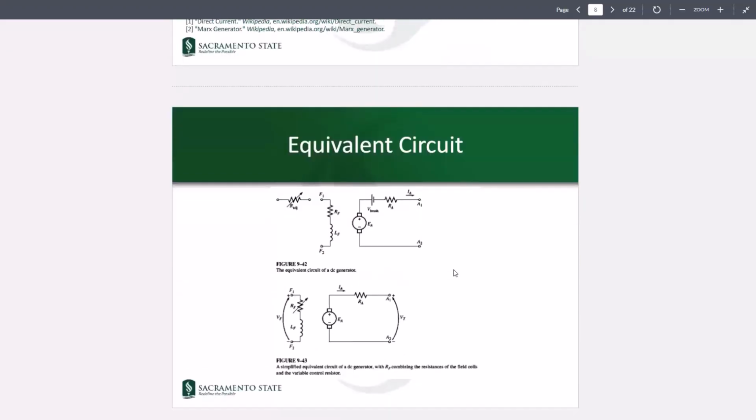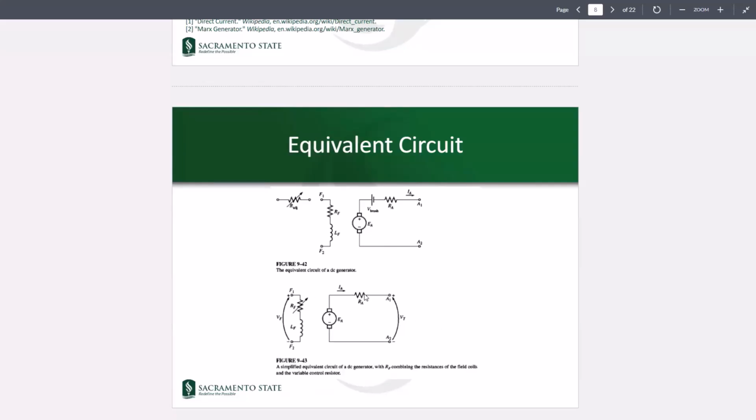The equivalent circuit would be associated with a field and an armature. Now, the upper figure is showing the equivalent circuit of a DC generator, including the adjustable resistance in the field circuit, and the V brush, which is associated with the voltage drop in the brush in the commutation system. We can come up with a more simplified circuit, which includes the adjustable resistance in the field circuit like this, and also neglects the V brush if that's not too much. So that would be figure 943, a more simplified version.